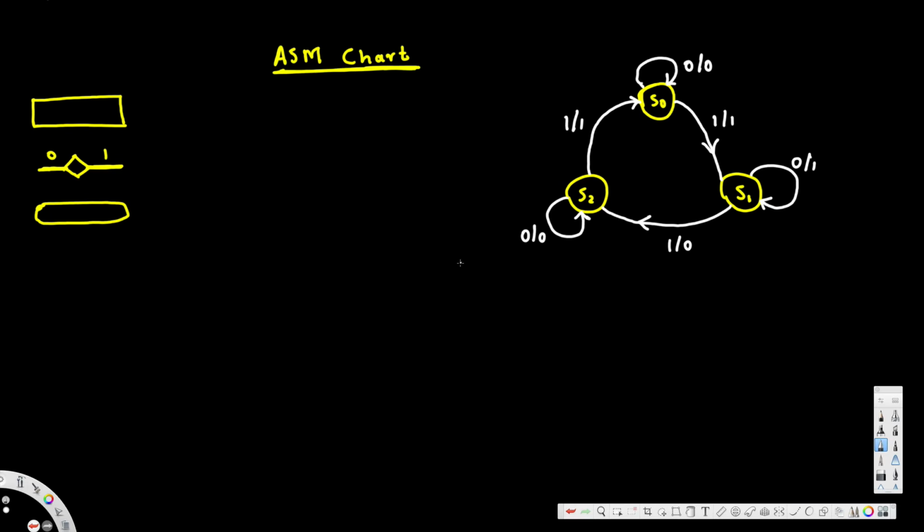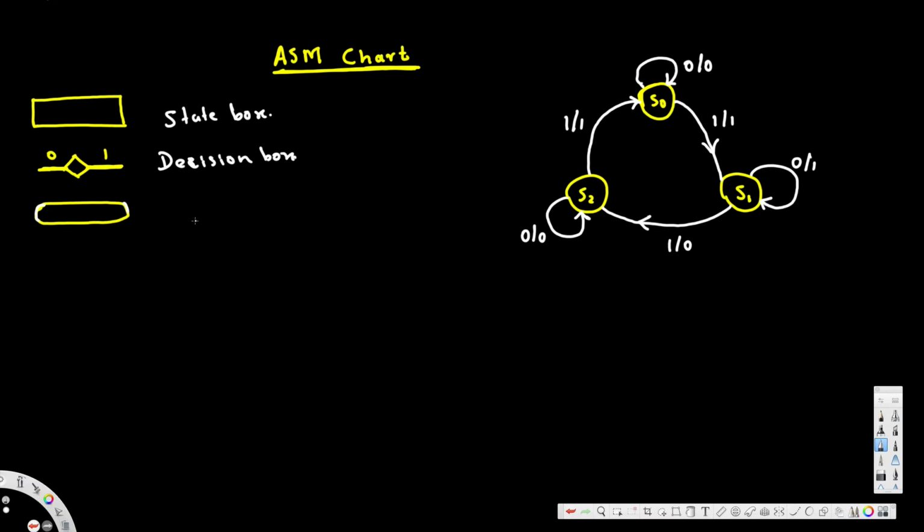What's going on, guys? In this video we are going to take a look at ASM chart. Here we are going to draw the ASM chart for this state diagram. In ASM chart there are three things. The first one, the box thing, is called state box, and the second one called decision box, and the third one, we have a curve right here.